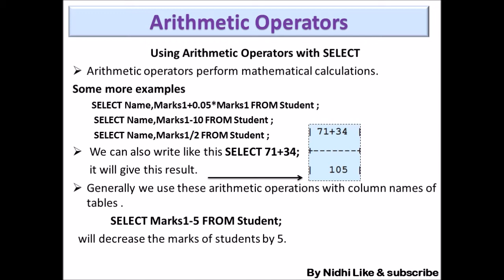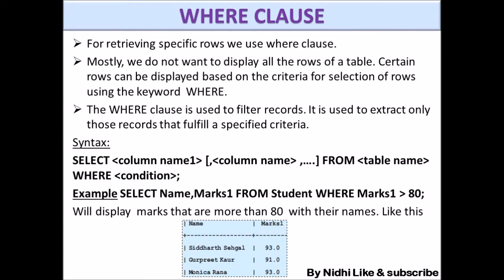Okay, for finding particular rows from a table, we will use a where clause. That means on the basis of some conditions we can fetch the rows. Mostly we don't want to display all the rows of a table, so certain rows can be displayed on certain criteria, that is, conditions for selecting a row. We can do that with the keyword where. This where keyword is used to filter records. It is used to extract only those records that fulfill a specific condition.